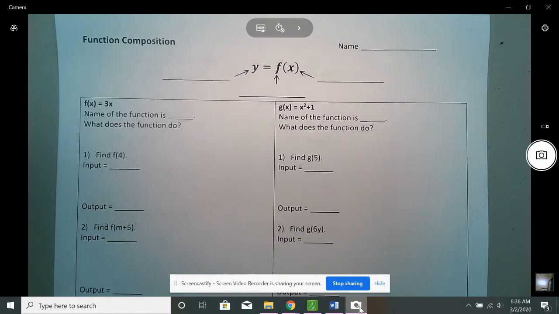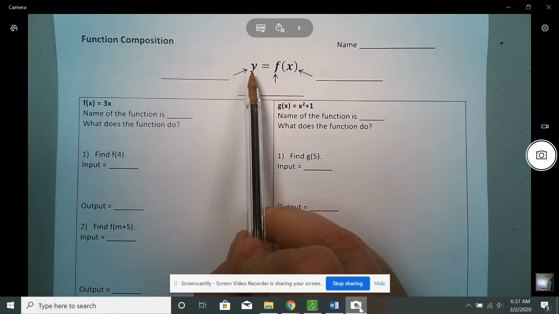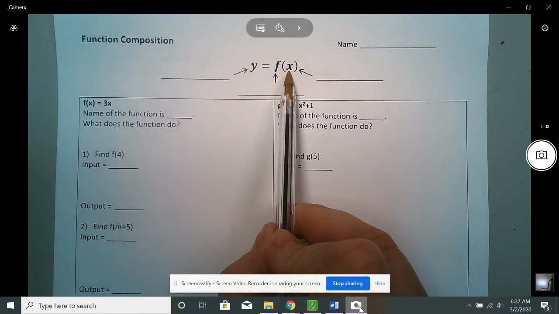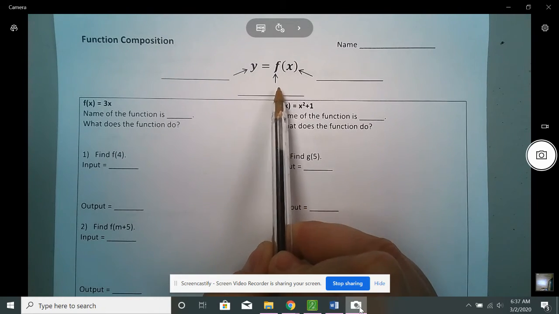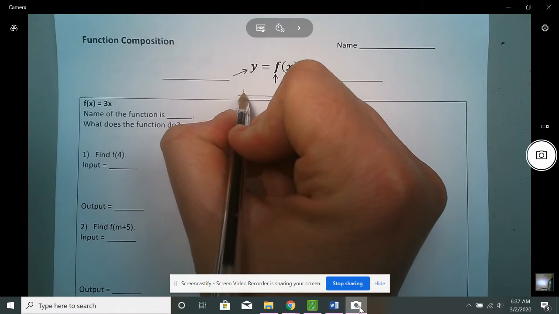Hello, in this video I'm going to teach you how to write composition functions. So let's get a quick review of what function notation is to start. Function notation is where the y is equal to f of x. So let's just talk about f of x first. F is the name of the function.